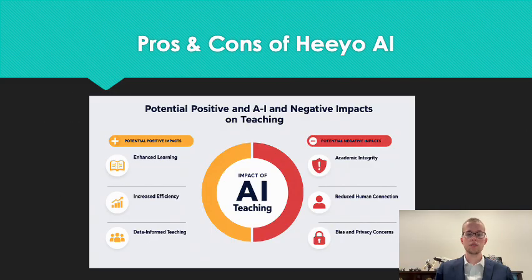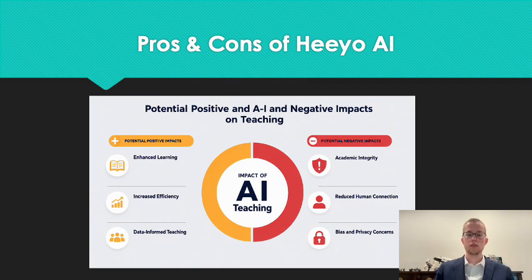The pros and cons of using HEEYO AI. One of the first benefits would be enhanced learning. So this would enable students to learn more about their current interest or what they might be learning in school and allow them to add more than what the teachers are currently teaching them in the classroom.